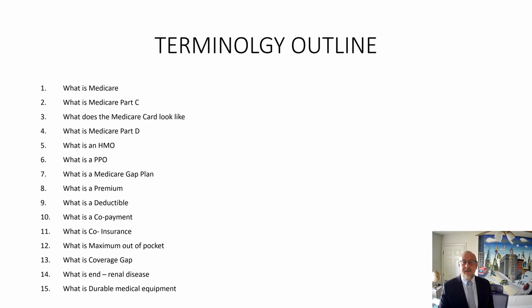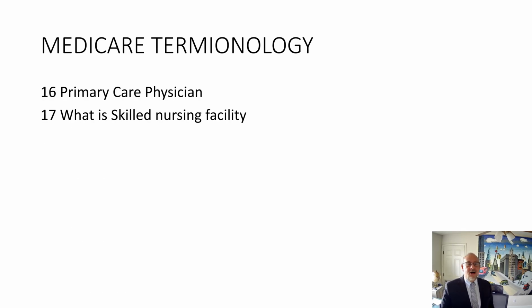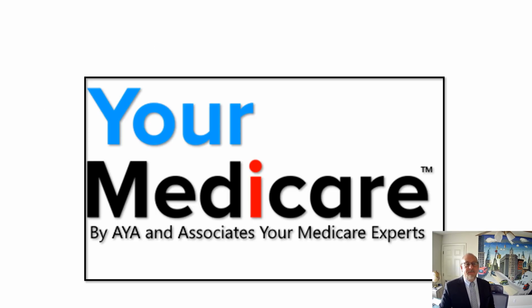Here is your outline, right? In your outline, you have about 15, and I think 2 more on the next file, of different topics that we're going to cover, like what is Medicare, what is Medicare Part C, what is a PPO, what's a copayment, what's coinsurance. As you can see, there's a lot of fancy words here. Most people don't understand them, and my job is, by the time we're done with this lesson, hopefully you'll have a reference guide to make sure that you have a better understanding of this terminology. Here's some more terminology, like your primary care. What is a skilled nursing facility?